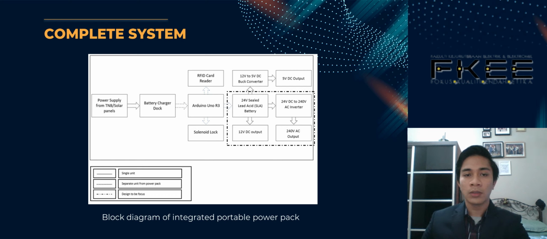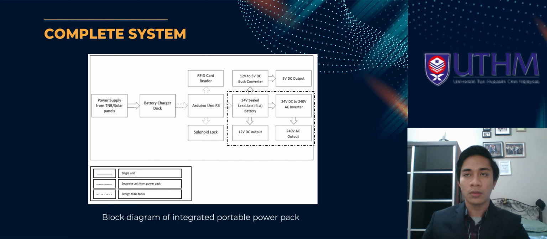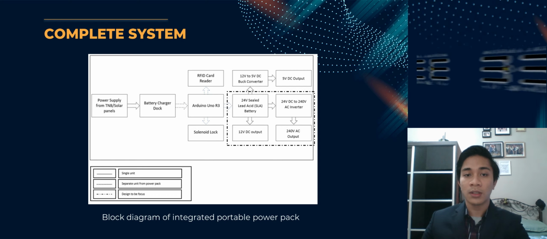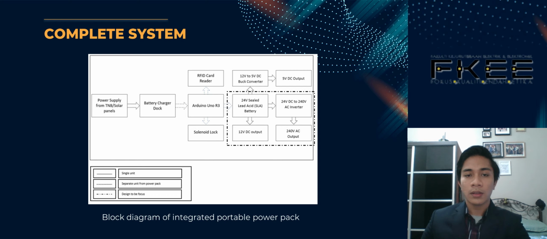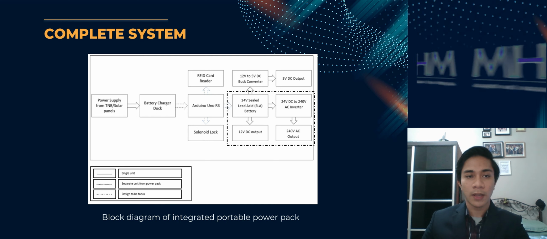And we have here the 20 volt SLA batteries, which is 2 units of 12 volt batteries that will produce 5 volt DC output by using buck converter 1, 12 volt DC output by using buck converter 2, and 240 volt AC output which will be produced by the inverter. So the dotted line here is the part designed to be focused on for this project.